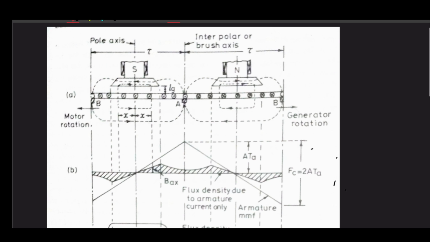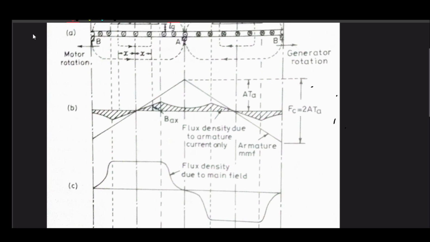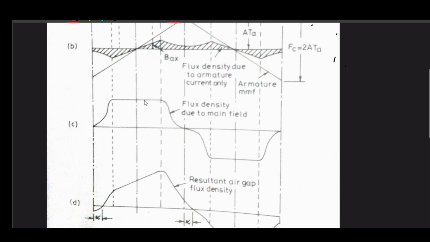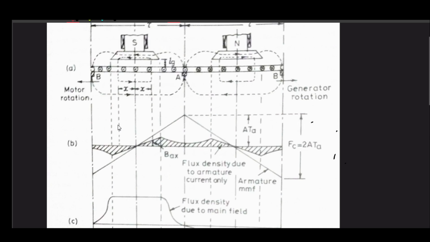Now what you can see here, first consider these two magnetic fields. Here you can see that this is the flux density due to your armature MMF. Armature MMF is varying in this way, right? And let us first consider the main field. Main field, you will get this kind of trapezoidal waveform.